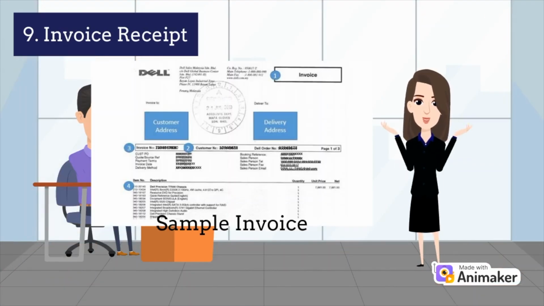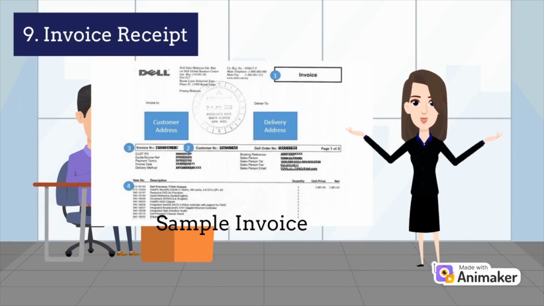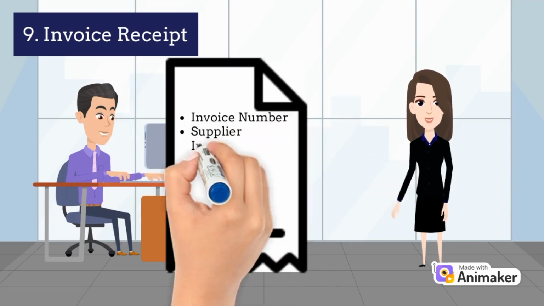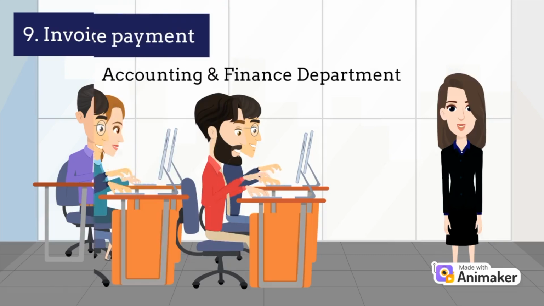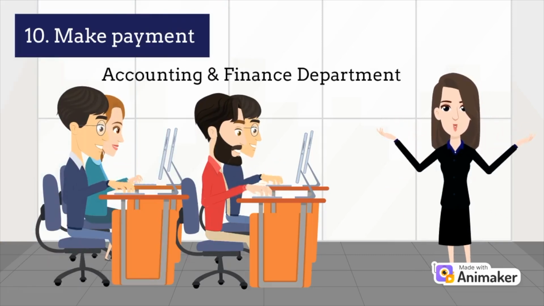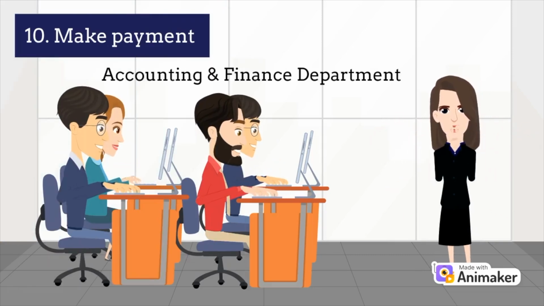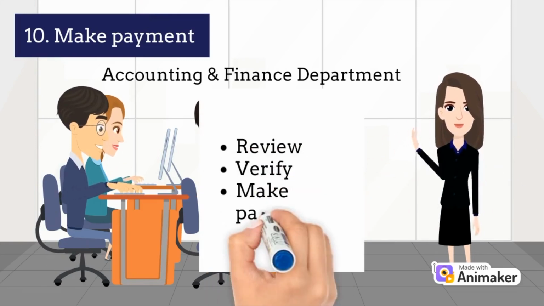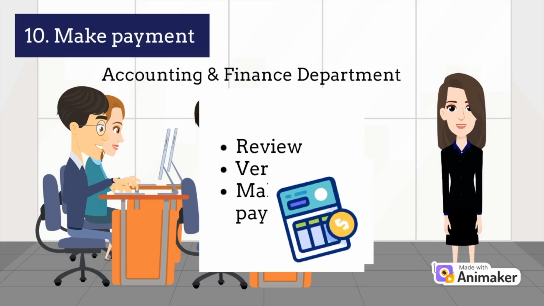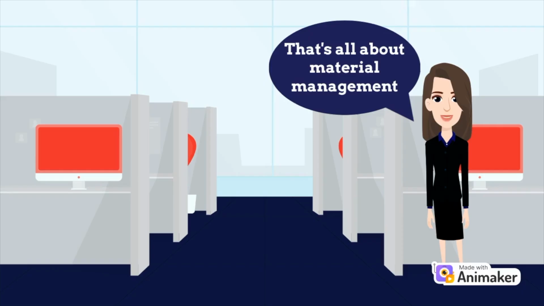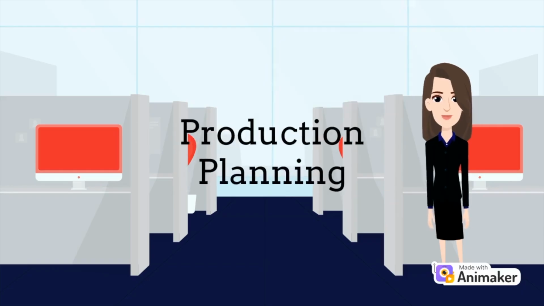After that, an invoice will be generated for Dell. The invoice is a formal document that requests the company to make payment. It consists of the invoice number, supplier information, company information, date, purchase details, and the amount to be paid. Then the invoice is processed by the accounting and finance department of Dell. They will review, verify, and make payment to the vendor according to the invoice. Then the transaction is recorded in the financial document. That's all about material management. Now let's continue with production planning.